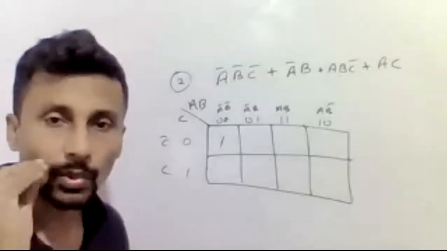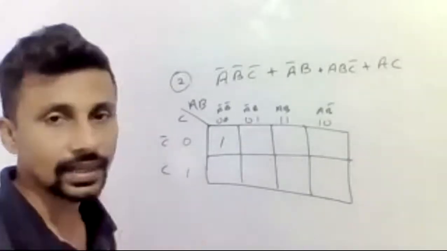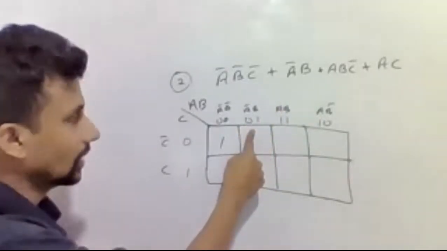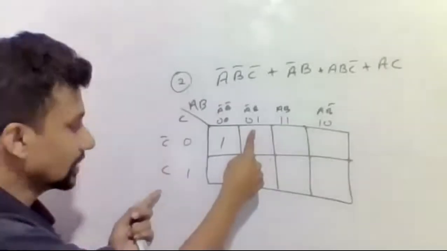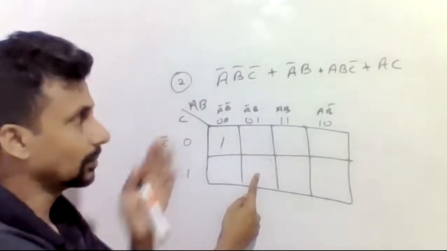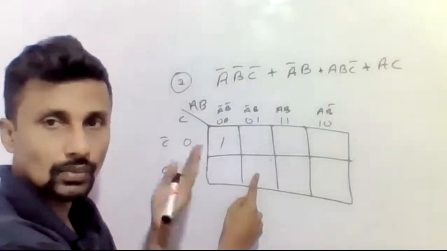You don't worry about the C. You only need to look at A dash B. Here A dash B is coming here. Here you are getting C dash. This one you are getting C. But don't worry about that, because in the expression they haven't mentioned C, so don't worry about that.